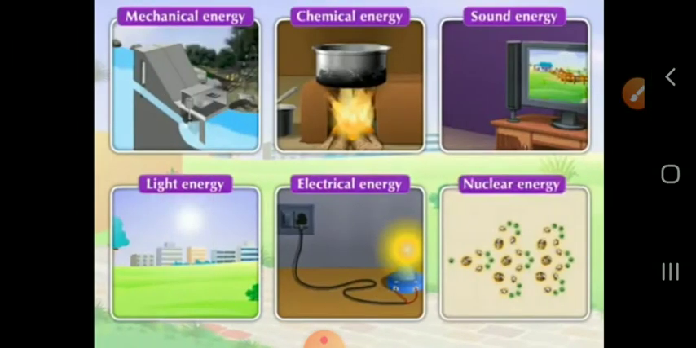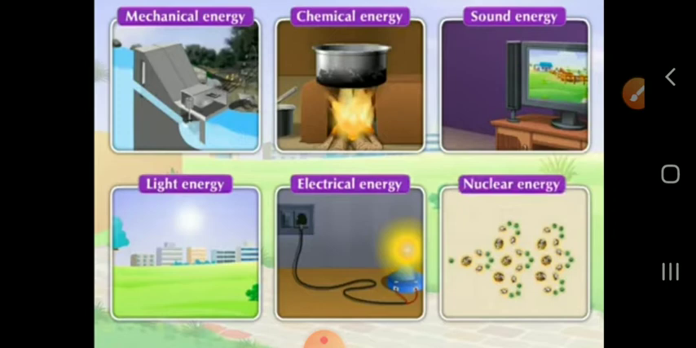Here you can see that different forms of energy are there: mechanical energy, chemical energy, sound energy, light energy, electrical energy, nuclear energy. Just as we need our basic things like food, shelter, clothing, in the same way nowadays energy is very essential for our daily routine. Without it, it is very difficult to survive. So we need all these types of energy.